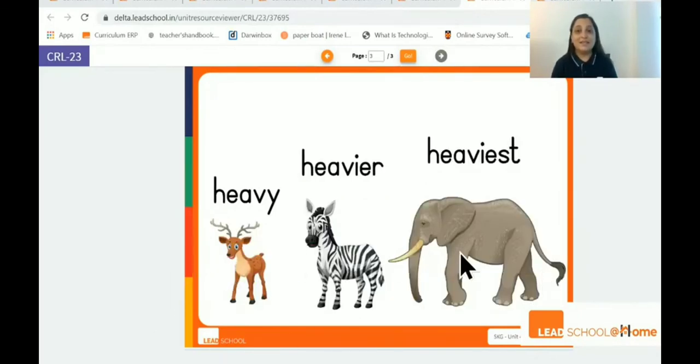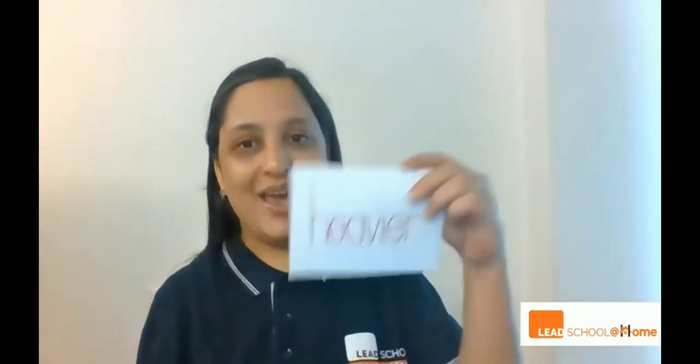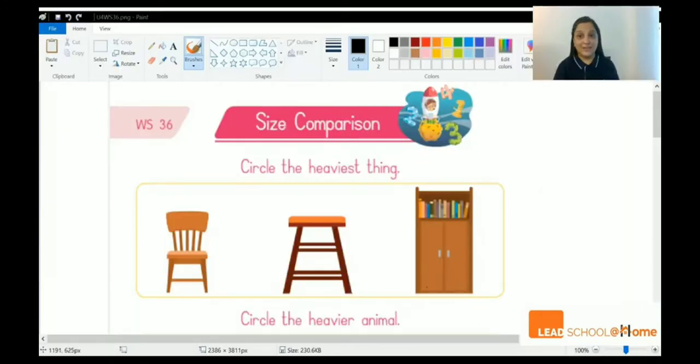Now, look at these pictures. Tell me, which is heavy, which is heavier, and which is heaviest? Yes, the deer is heavy and zebra is heavier and elephant is heaviest. So now you know heavy, heavier and heaviest. Now let's do a worksheet. Are you ready with your pencils?